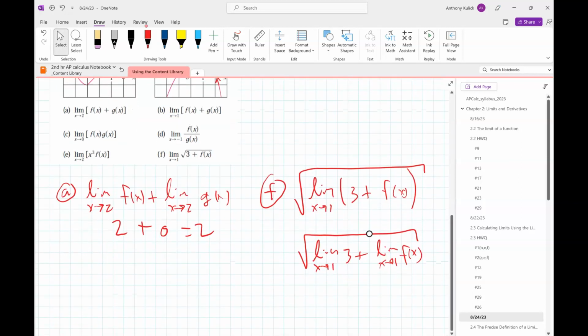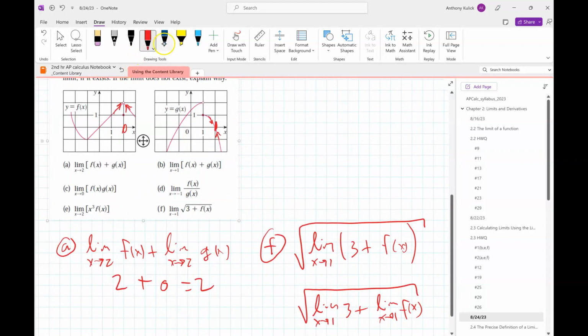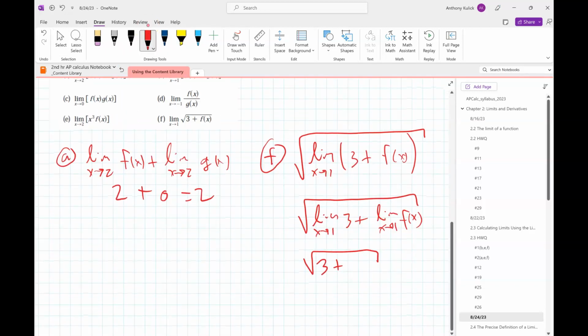And I know the limit of a constant is just a constant. The limit as x approaches 1 of f of x, if I go to f of x, 1 is right here. So the left hand and right hand limits both approach 1. So that's my limit there. And this 3 plus 1 is 4. Square root of 4 is 2.